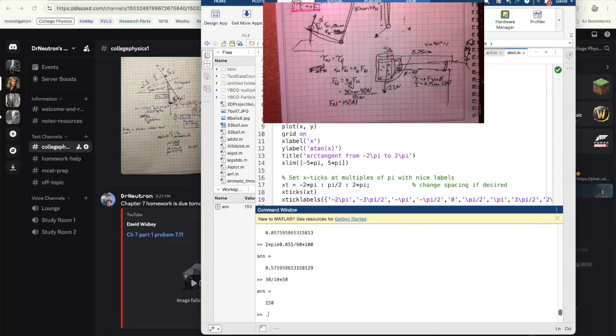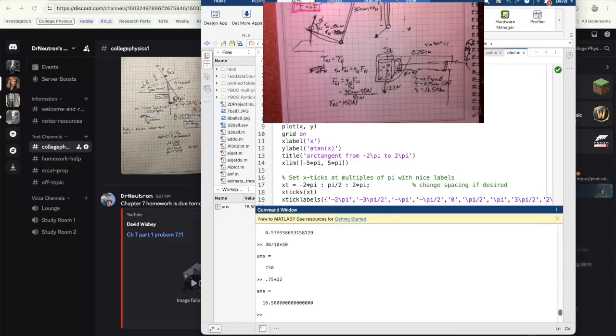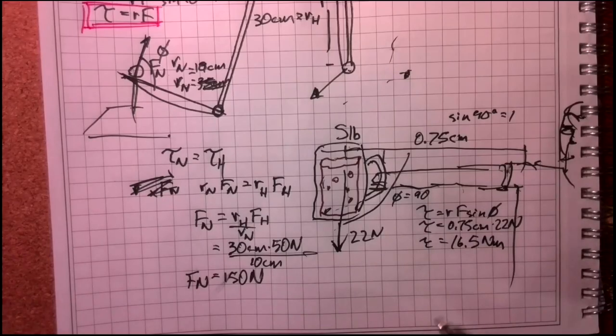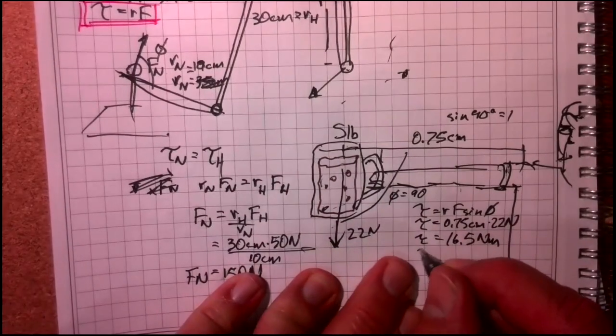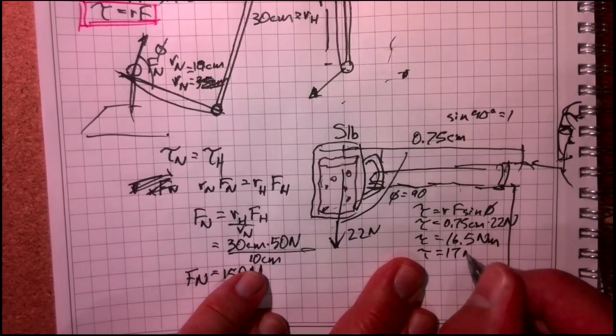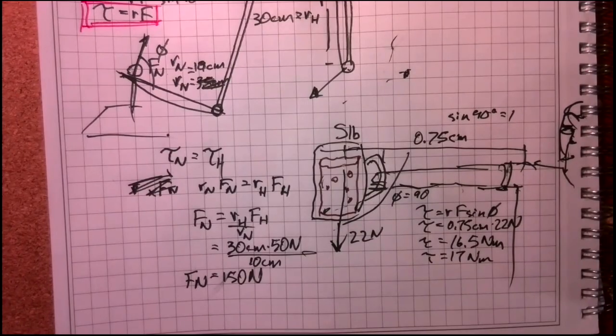Okay, so 0.75 times 22 newtons. That is a torque of 16.5. And the units on this are Newton meters. That's the units of torque. Wow. All right, this is really exciting. So the torque from a stein of beer held out straight is about 16.5 Newton meters. You know what? We're just going to call this 17 Newton meters because there's a little bit of uncertainty in my measurement.